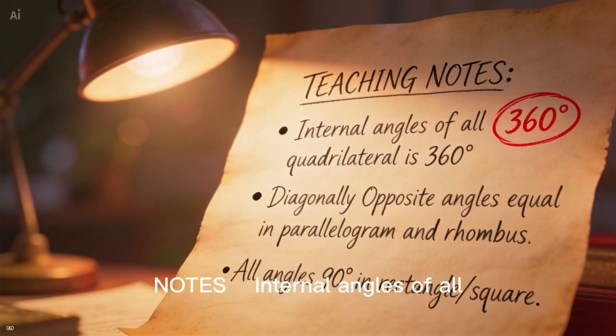Notes: internal angles of all quadrilaterals is 360. Diagonally opposite angles equal in parallelogram and rhombus. All angles 90 in rectangle and square.